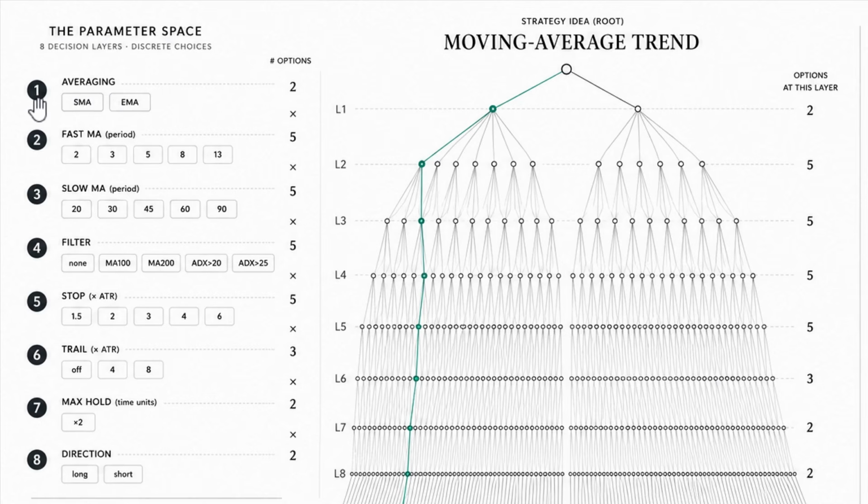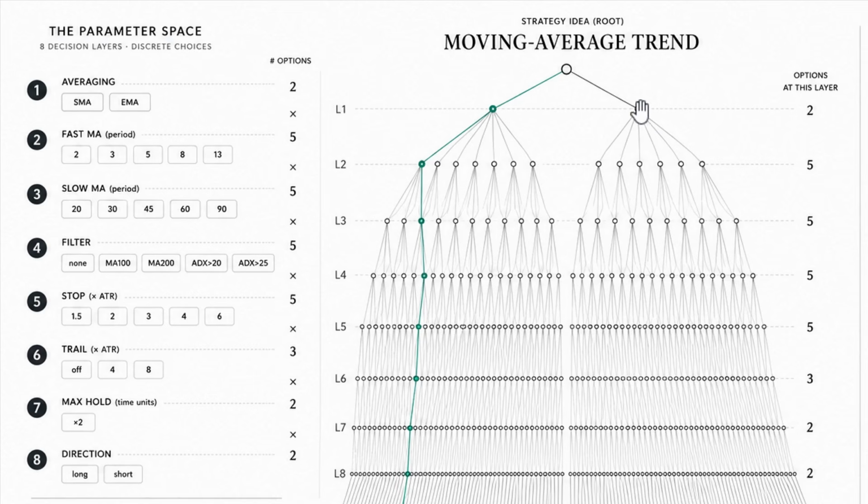Let's start with layer 1. For the averaging, there are two types. There is the simple moving average and there is the exponential moving average. Now, instead of guessing which one is better for this strategy, we're going to test both of them. So from the root, we're going to have the simple moving average and we're going to have the exponential moving average. We're going to test both and see which one is better.